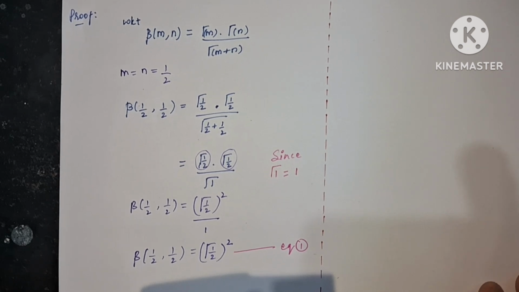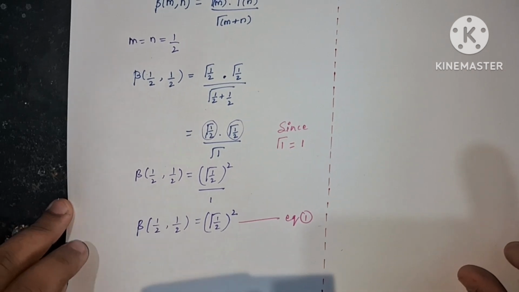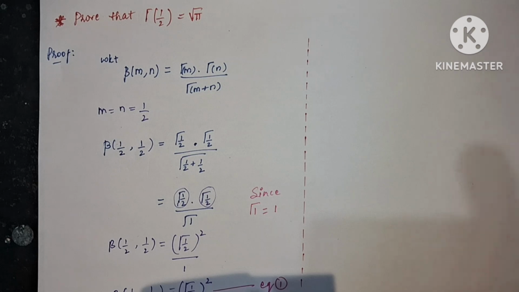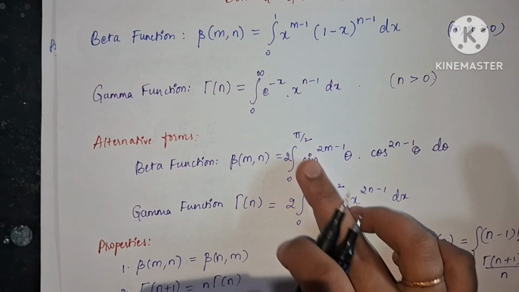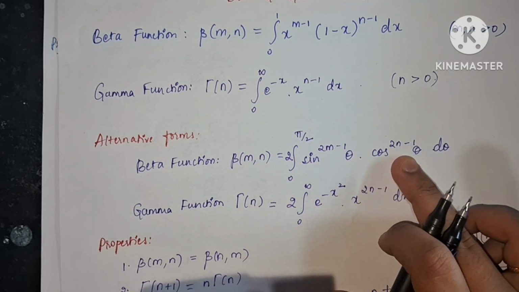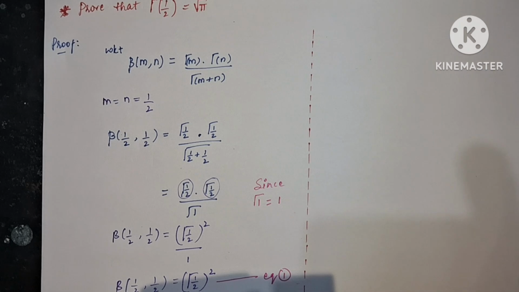Done. Next. So here in the next step I'll consider one more property. What is the alternative formula of this beta function? The alternate property of the beta function is given by 2 times integral 0 to pi by 2 sine to the power 2m minus 1 theta cos to the power 2n minus 1 theta d theta. We will consider this formula. I'll write this in pink color pen.